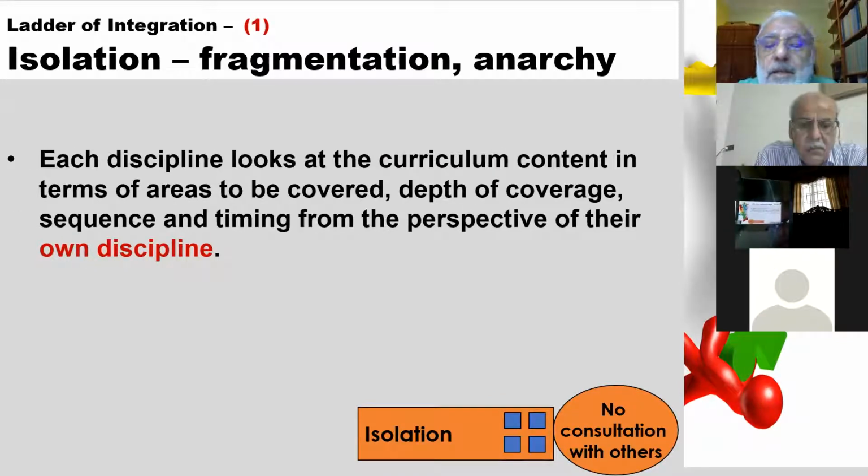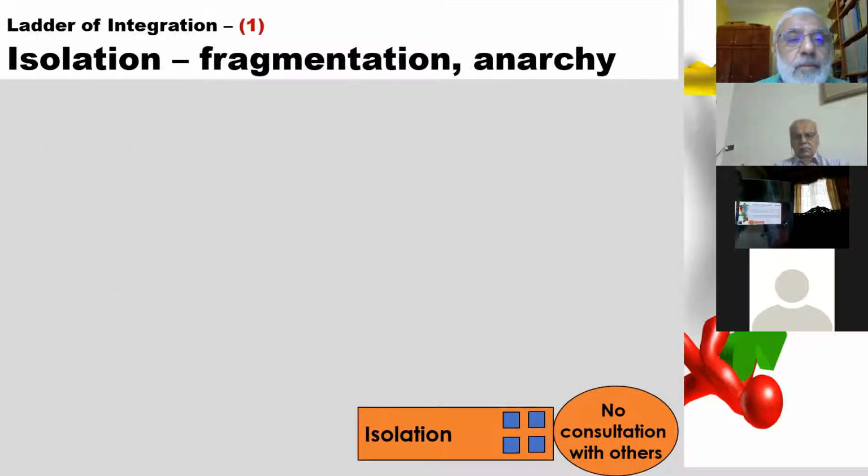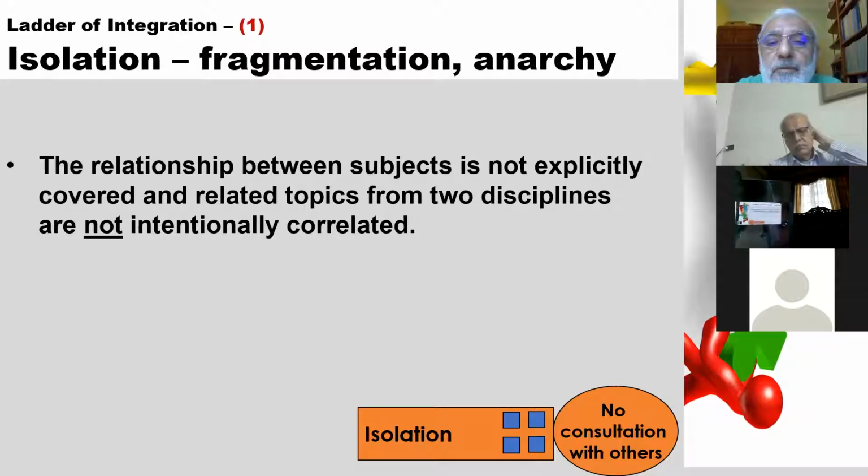Each discipline looks at the curriculum content in terms of areas to be covered, depth of coverage, sequence, and timing from the perspective of their own discipline. So every discipline is interested in their own content and the coverage. No attention is paid to other related subjects or disciplines. The relationship between subjects is not explicitly covered, and related topics from two disciplines are not intentionally correlated. There might be some unintentional correlation, but there is no conscious effort to do that.